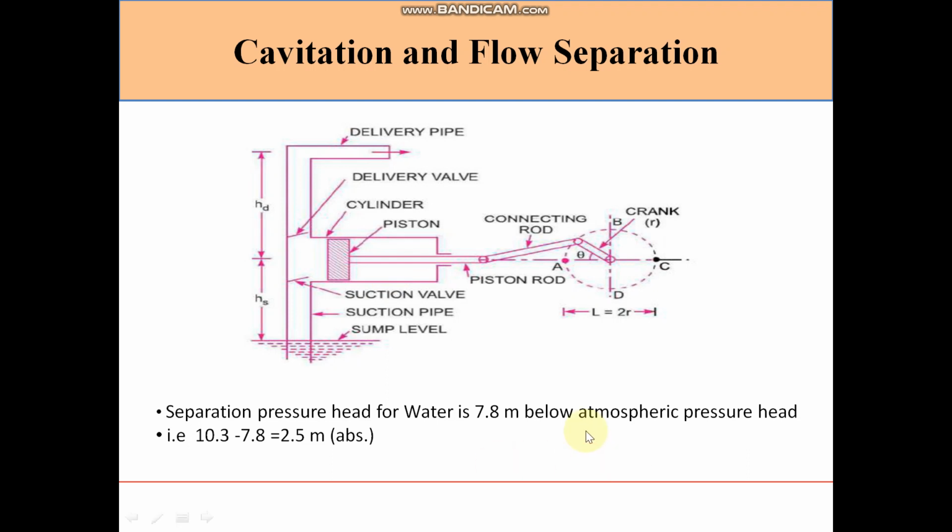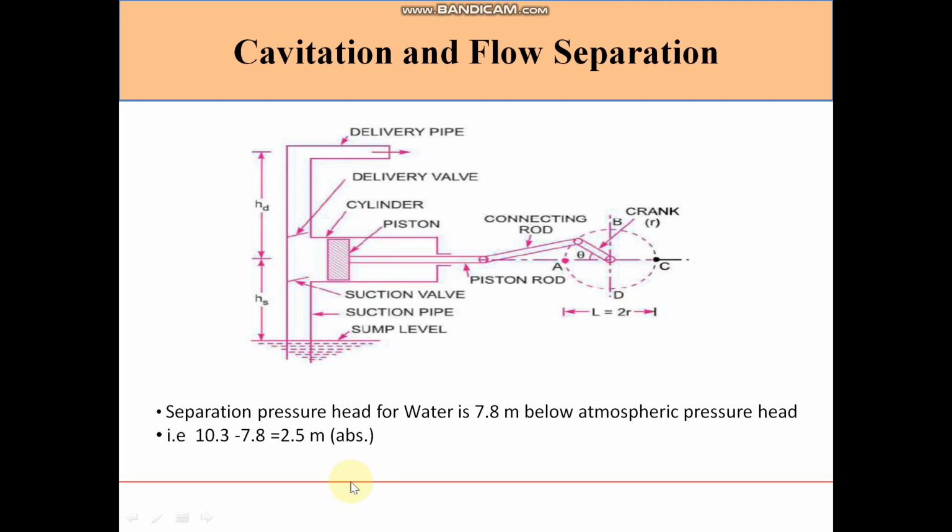As we know, in this hydraulic circuit of the reciprocating pump, if the pressure of water falls below its vapor pressure, then the dissolved gases in the water get liberated and cavitation may occur. When the speed of the piston exceeds a particular limit, then the water in contact with the piston is going to separate from the boundary of the piston and flow separation takes place, which will give rise to head loss.